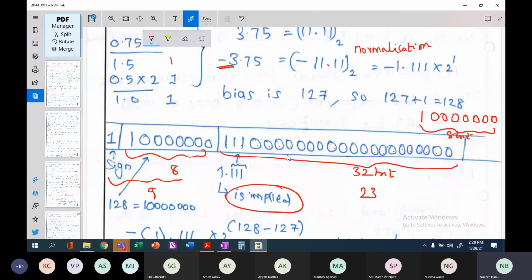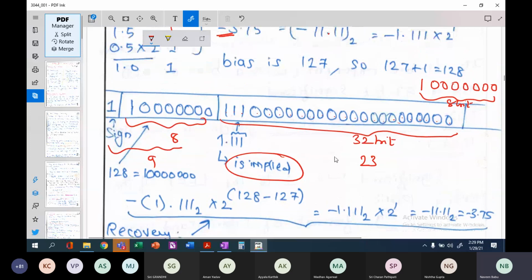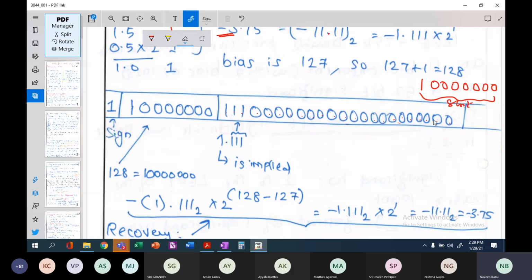Now, this is how you represent it in binary, but you must also know how to recover the value, right? So how is the recovery process done? Let me erase the writings that I have done. Now I am going to recover from the format. Now that this is given, how do I recover the implied value? First, the sign bit is 1, so I put minus.